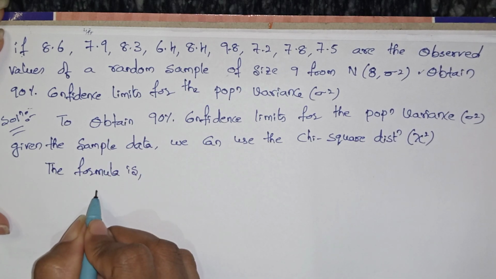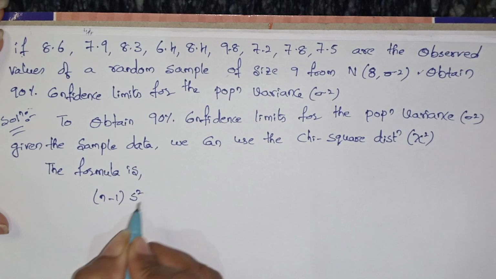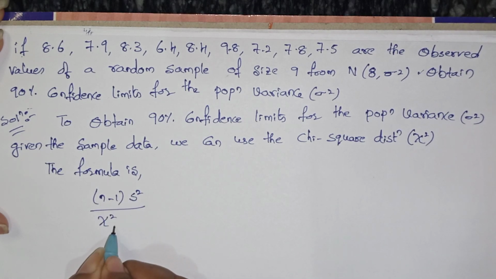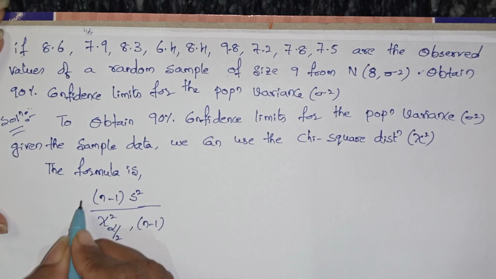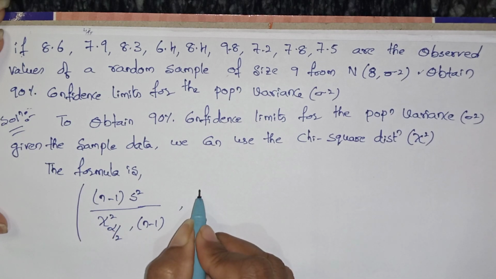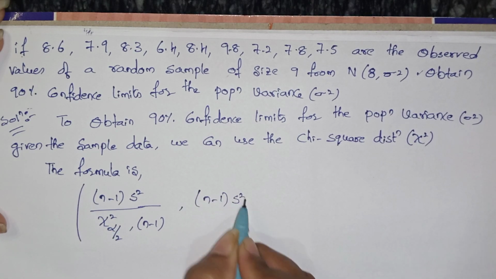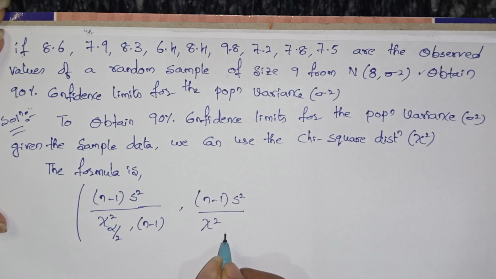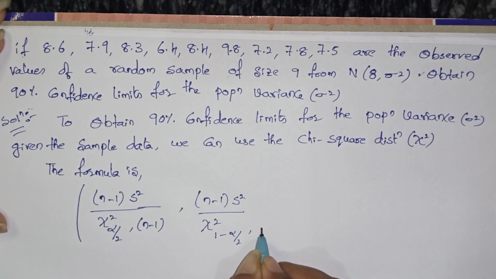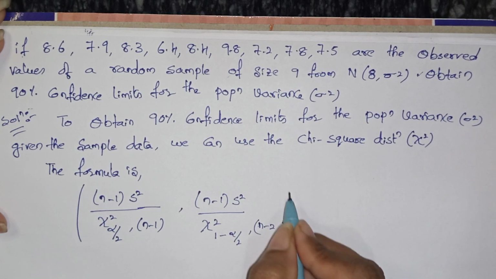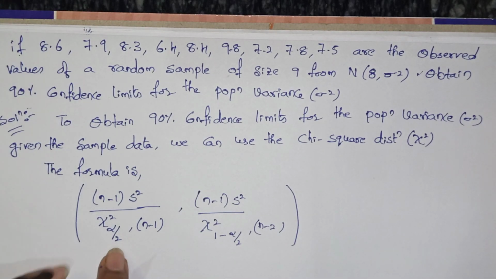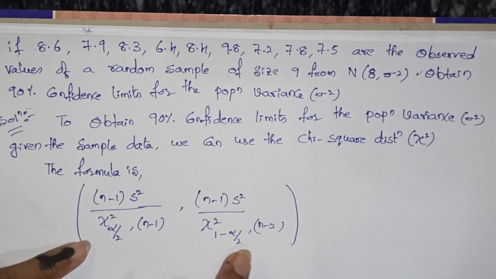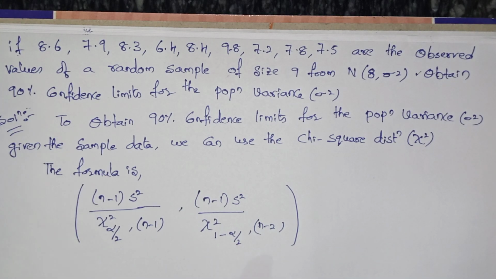n minus 1 s square by chi-square alpha by 2 comma n minus 1 degrees of freedom, comma, n minus 1 s square by chi-square 1 minus alpha by 2, n minus 1 degrees of freedom. What are these? These are the lower limit and upper limit. Lower limit and upper limit are also called the left tail and right tail.